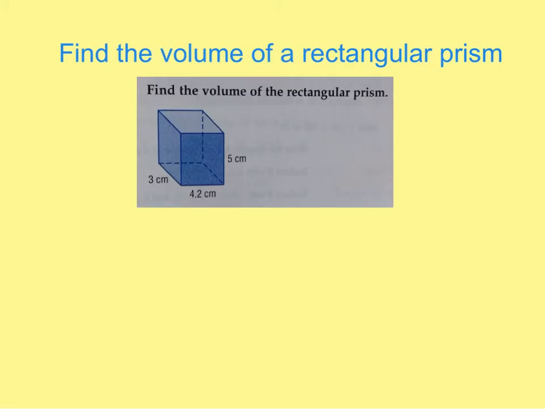Alright, let's give this a try. Let's find the volume of this rectangular prism right here. So the first thing I'm going to do is write down my formula. So volume equals big B times H. The big B here is for the area of our base. So I know to find the area of a rectangle, it's length times width. So I'm going to do 4.2 times 5. And now I'm going to plug in my height, which is 3.